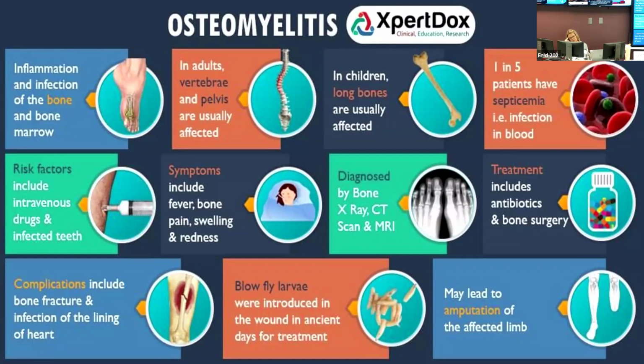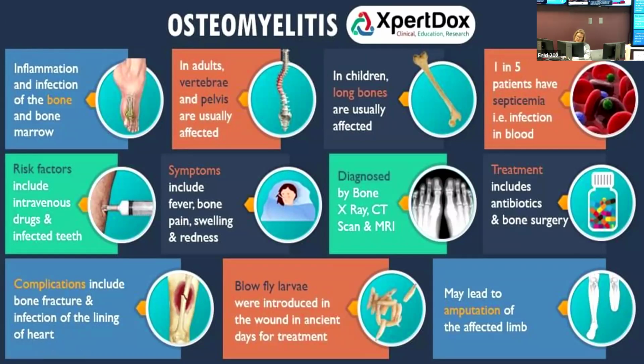What do you think that could be from? Do you think they use a sterile needle every time? No. Symptoms, like we talked about, fever, bone pain, swelling, and redness. It's diagnosed typically with an X-ray, CT scan, or MRI. Treatment includes antibiotics and possibly bone surgery. They may go in and try to clean it out. Of course, complications can include a bone fracture and infection to the lining of the heart.